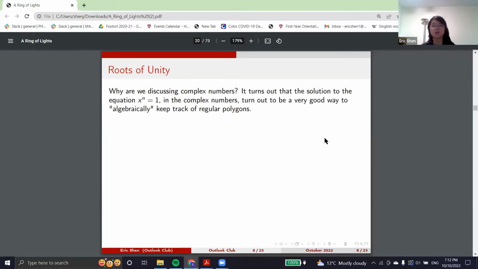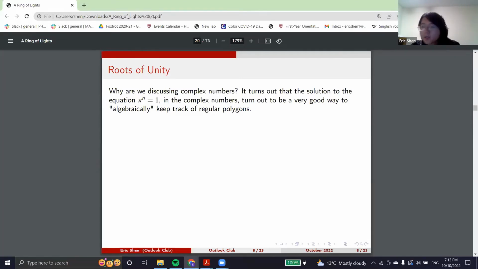So what precisely are the roots of unity? They're the solutions to the equation x to the n equals 1 in complex numbers. And they turn out to be a very good way of keeping track of regular polygons from an algebraic point of view. So before we get into any specifics, let's consider this equation, right? This is a polynomial equation, x to the n equals 1. And let's think about what kinds of complex numbers would satisfy this.